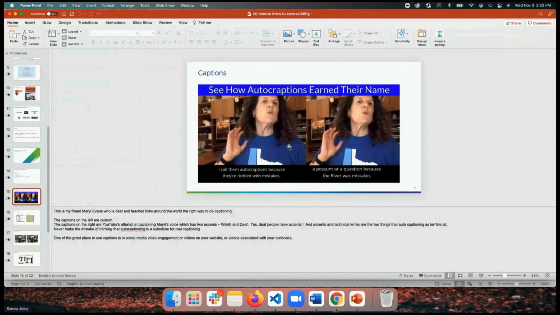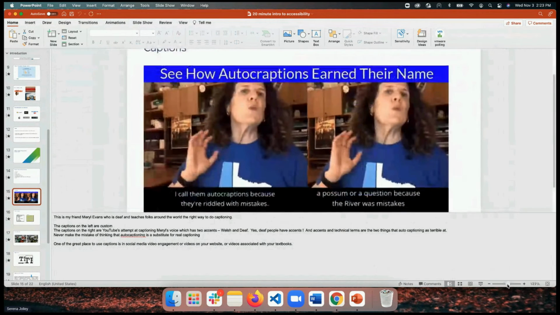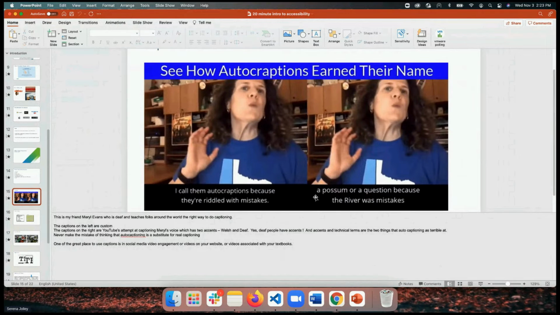So we have a word in the deaf community, which is autocaptions. And autocaptions are bad automatic captions. So the caption engines are getting better at dealing with accents and languages other than English and really super technical terms, but they're also still not awesome.